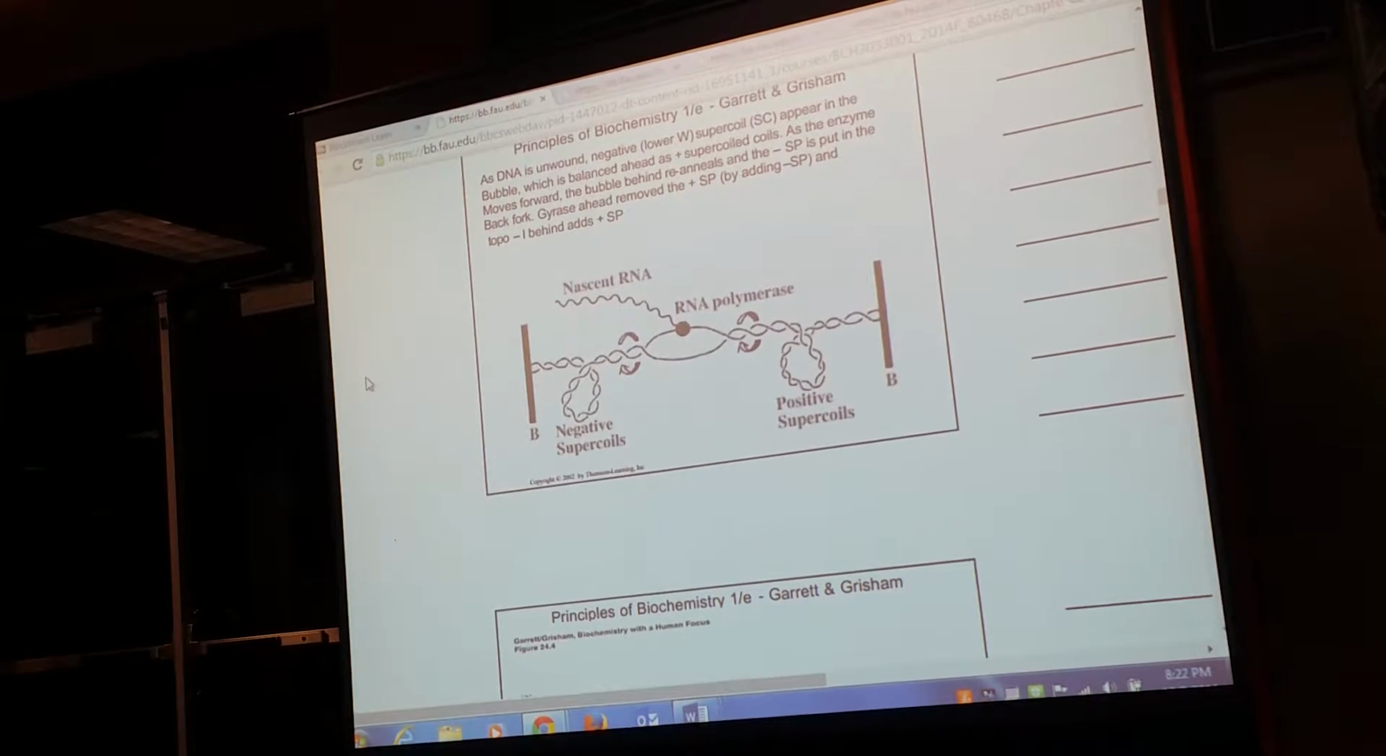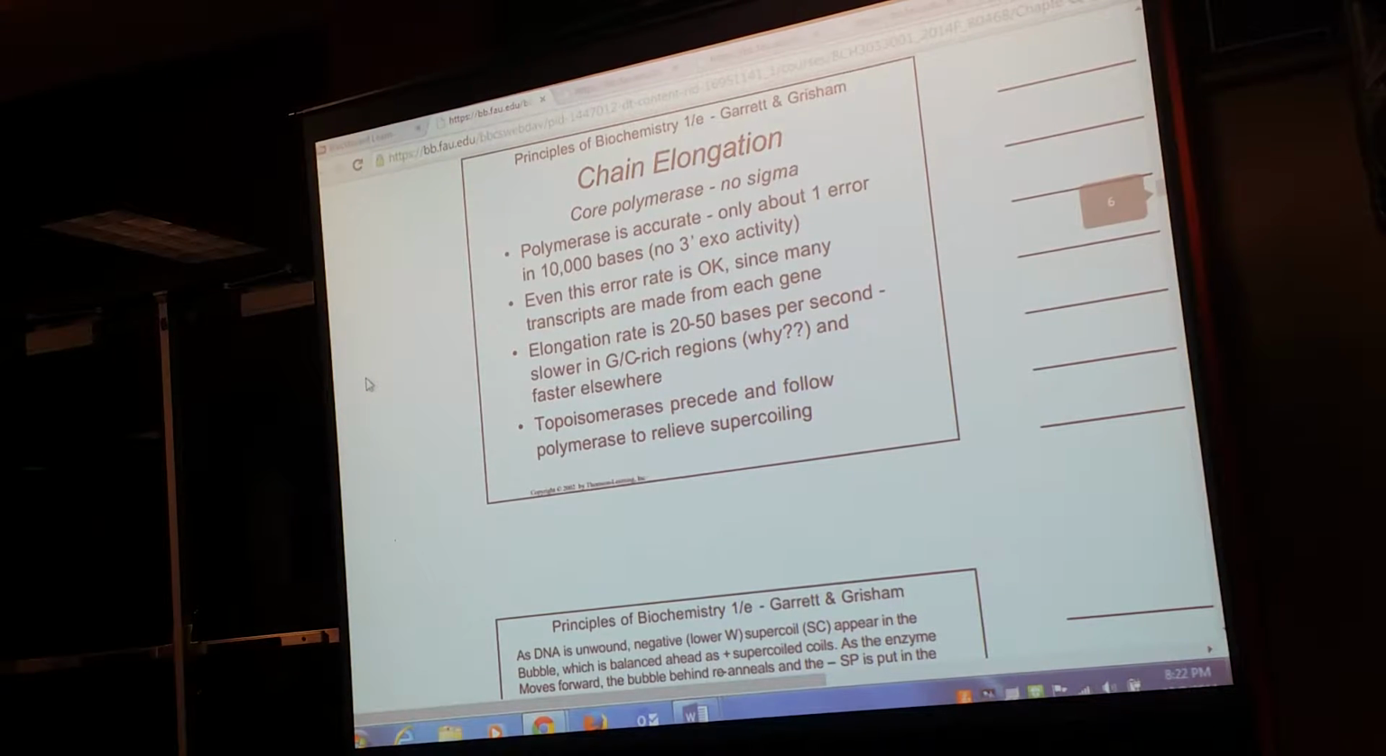We know in DNA replication, because you're unwinding DNA to replicate it, in transcription you're also unwinding DNA to transcribe it, so you must also have topoisomerases relieving supercoiling, just like in DNA replication.